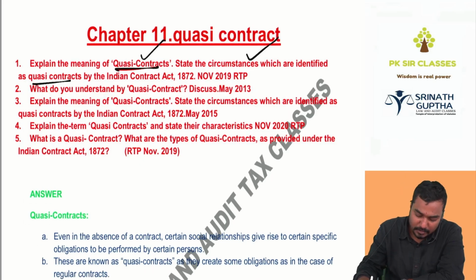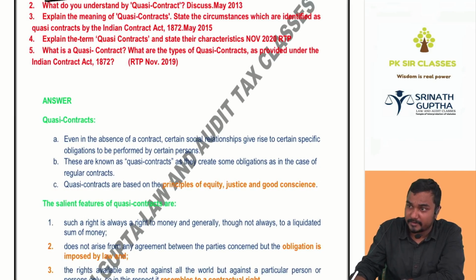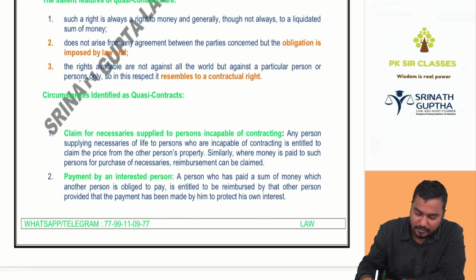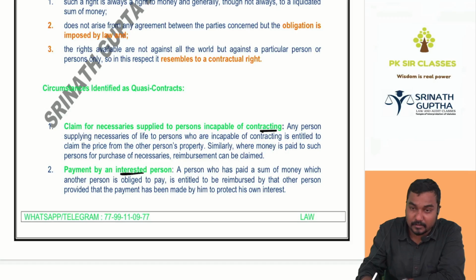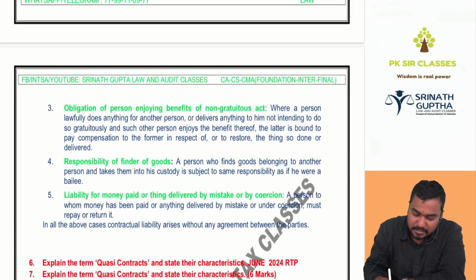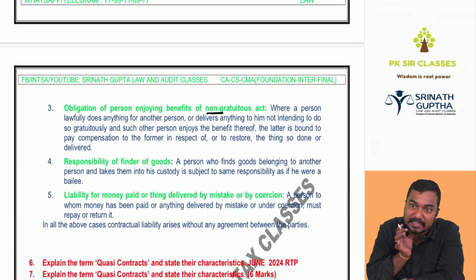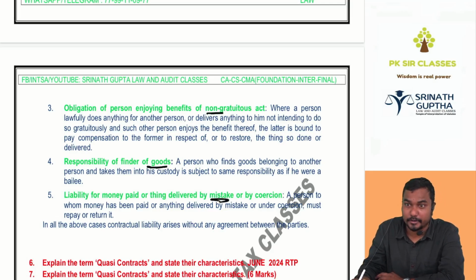Right question, beta. Quasi contracts are contracts imposed by law based on the principle of equity: one should not enrich oneself at the cost of the other party. A quasi contract arises in these cases: claim for necessary supply to an incompetent person, payment by an interested person on behalf of another, and obligation of a non-gratuitous act. Next, the responsibility of the finder of goods, and money paid or a thing delivered by mistake or under coercion.